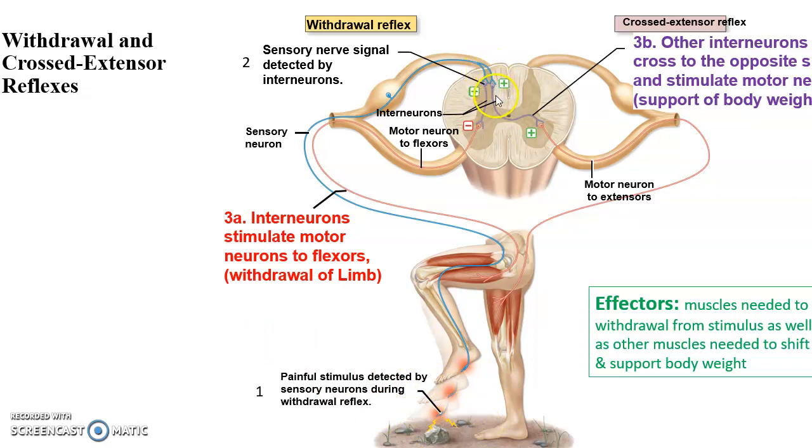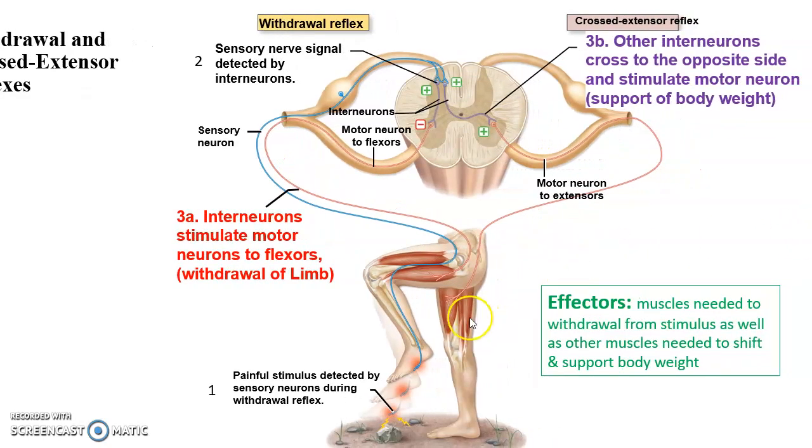But it also is synapsing with an interneuron that's going to go to other muscles, say in the other leg, and control those muscles to allow for the ability to fall back on your other leg rather than to fall back on the ground. And of course, effectors are muscles needed both to withdraw from the stimulus and also to support your weight as you back away from the source of pain.